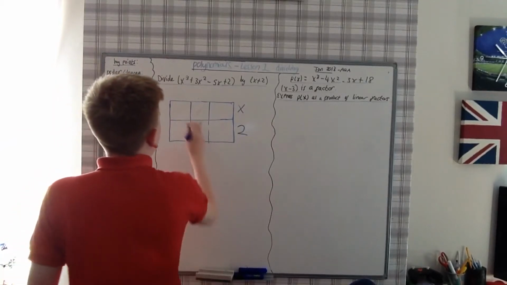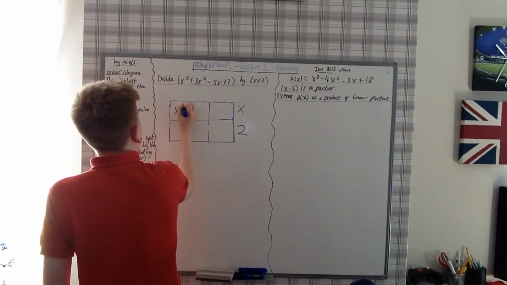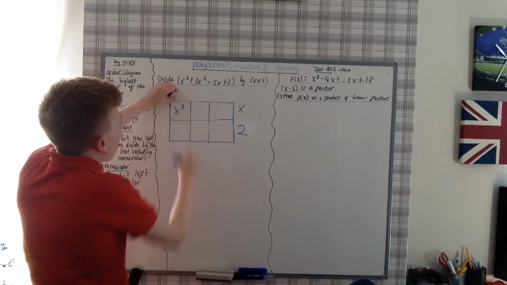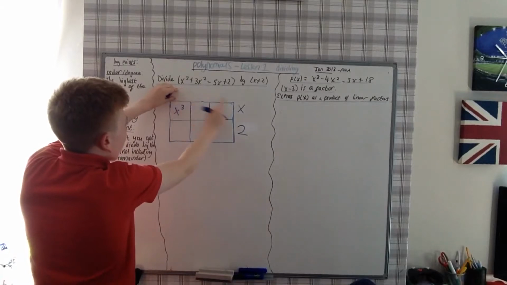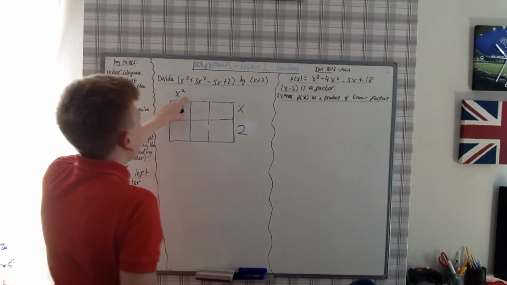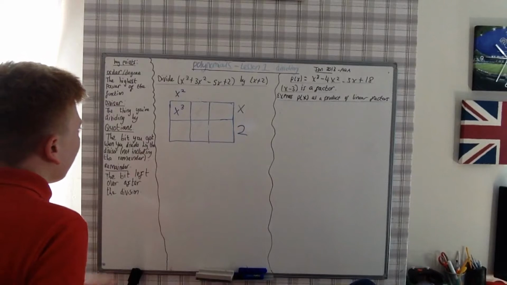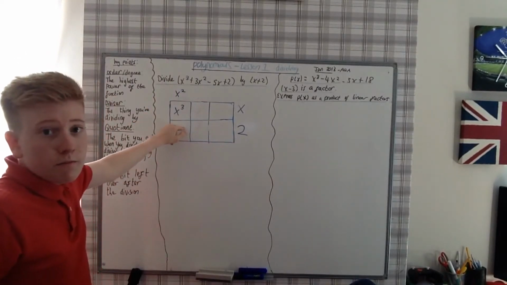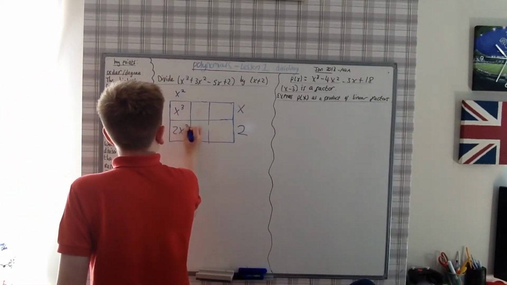In the top left box, we write the first term from the question, the x cubed. Then we write above that what multiplies by the row, the x, to give us this. Something multiplied by x is x cubed. That's going to be x squared. X squared multiplied by x gives us x cubed. Now we look at this box. X squared multiplied by 2 gives us what's in here: 2x squared.